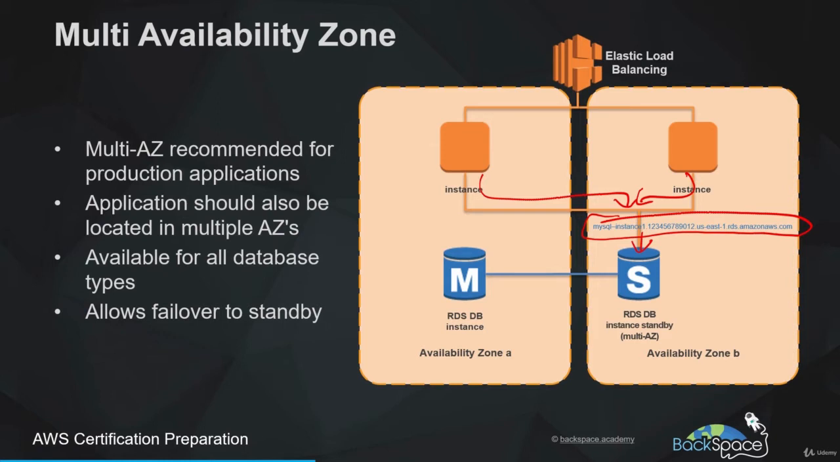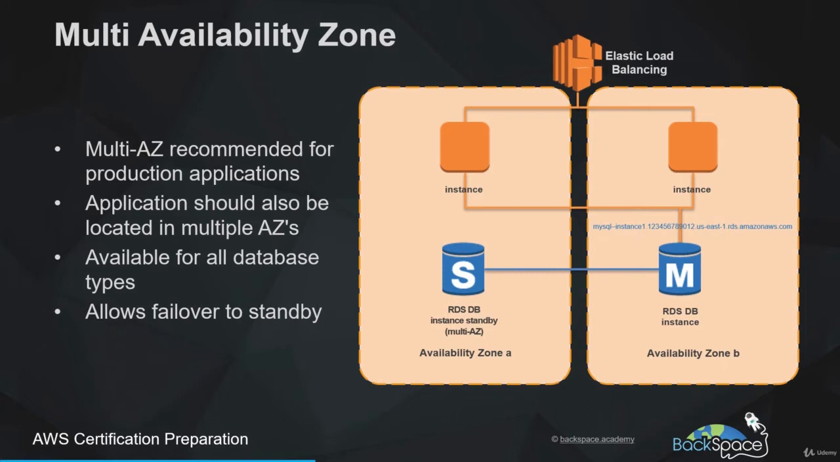Now, another thing that happens at the same time is that our previous standby instance gets promoted to becoming the master database. And when our failed instance in the other availability zone comes back up and is back online, that will become the standby database, and then replication will occur from the new master database over to that new standby database.